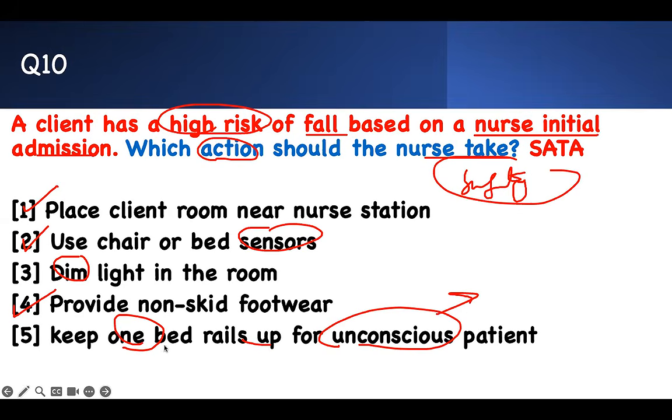Why do you want to raise only one bed rail? Both of them up. He's unconscious. You don't know when he's getting up, and then he will fall. So both bed rails need to be what? Raised up. So one rail up is not a good thing. That guy, you don't know what is going to happen to him. So keep both bed rails up. Both of them. So 1, 2, 4 are your right answers.